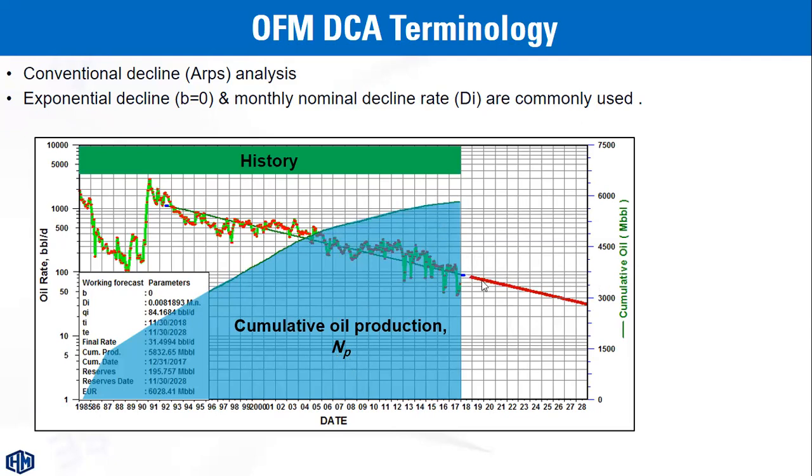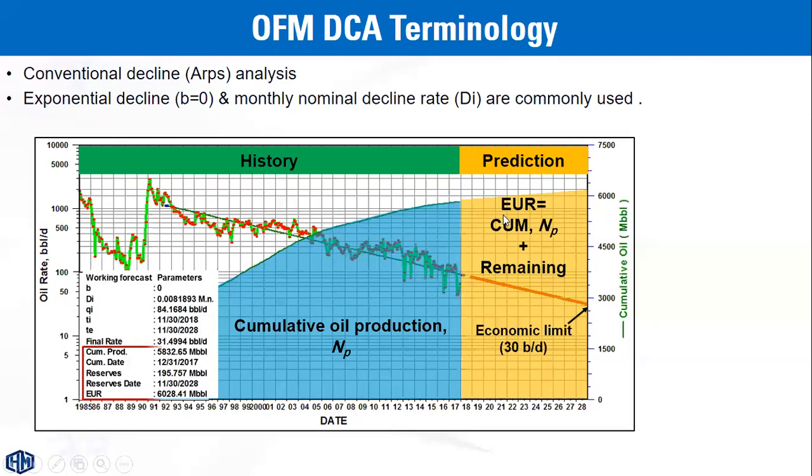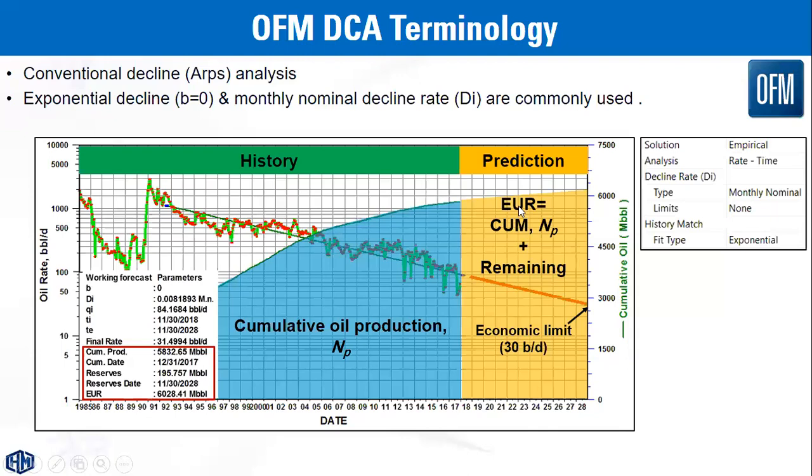And at the end of history, this is the predicted and forecasted oil production. Accordingly, this is the prediction period, you can calculate what we call EUR, or the estimated ultimate recovery, which means the cumulative production at this point plus the remaining reserve according to a specific economic limit.